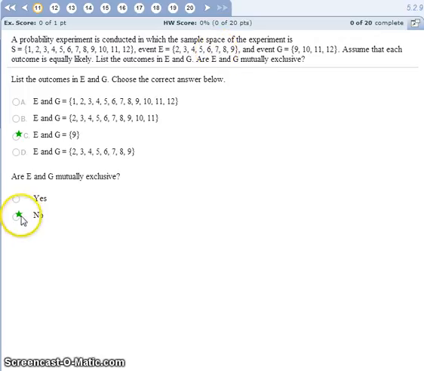They're not. Mutually exclusive means they have nothing in common, that they cannot happen at the same time. But E and G could happen at the same time if we drew the number 9. So because 9 is in both of them, if we draw the 9, then E and G are both occurring. Mutually exclusive means that they cannot both occur at the same time.